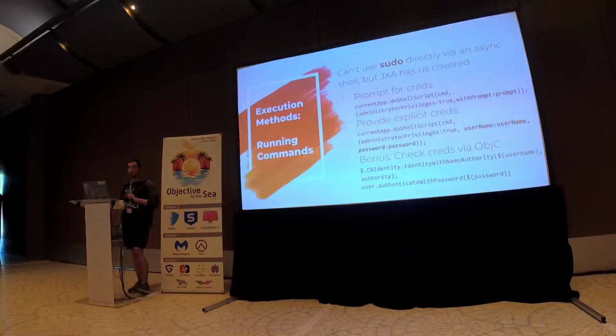That's prompting for creds. If you have the creds already, you can use the same sort of thing and supply these two additional ones, username and password, pass them in, and now you're essentially doing sudo. A kind of third bonus, thanks Apple, is that in the collaboration framework, if you do the identity with name, there's an authenticate with password function. All its purpose is to tell you true or false if this password is for this user. It doesn't spawn a process, doesn't seem to have a lockout capability, so you can essentially brute force passwords natively via the API.